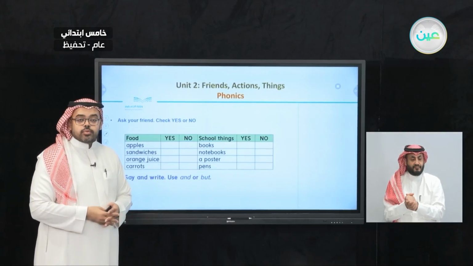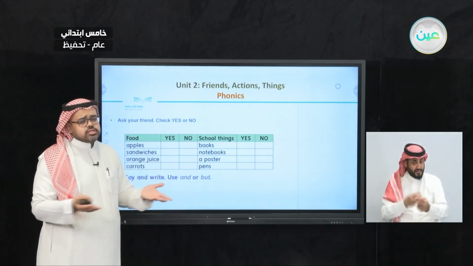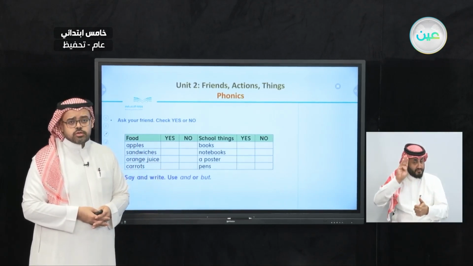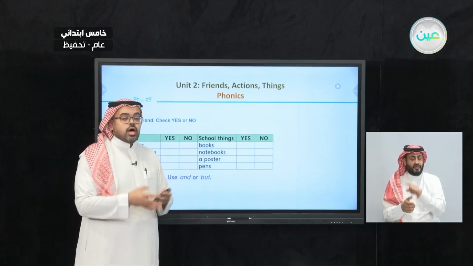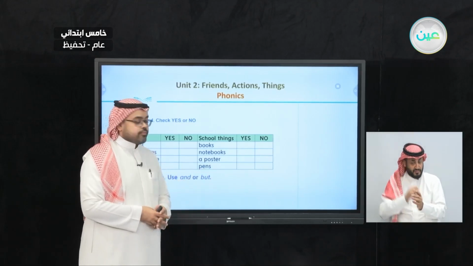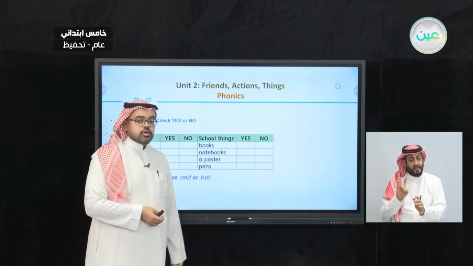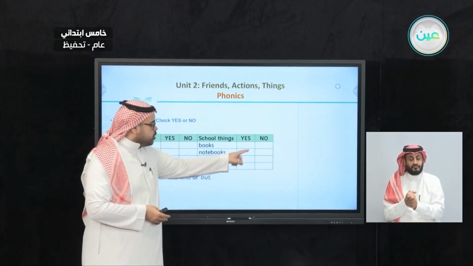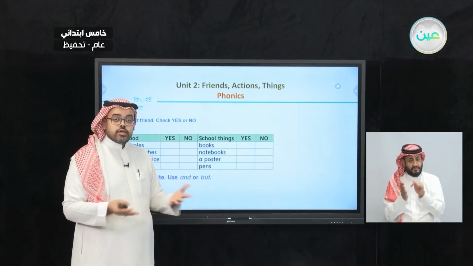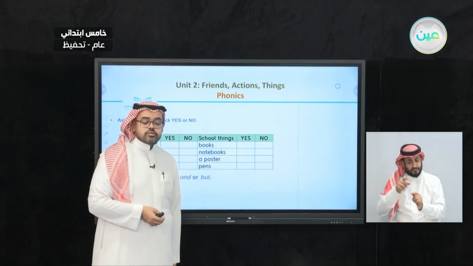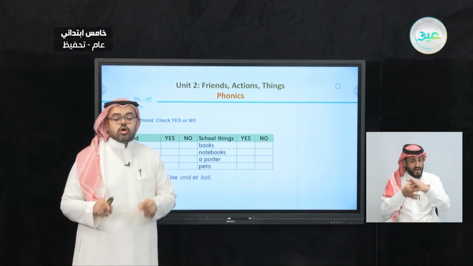And we can come up with a sentence by saying, he has apples, but he doesn't have sandwiches. Also about school things, you can ask your friend, hello, my friend, do you have books? He says yes, here we put yes. If he says no, here we put no. And if we ask him again, do you have notebooks? If he says yes, here we put yes. And we can say, he has books and notebooks.